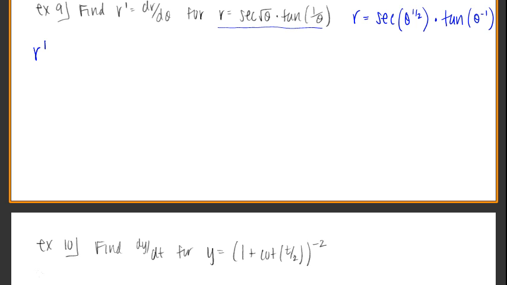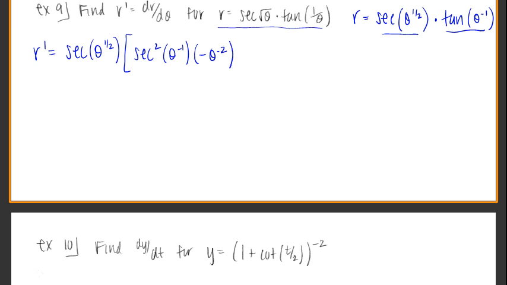Okay, so r prime is going to be, so this is all in a product. Here's your first and here's your second. So it's going to be the first times the derivative of the second, so I'll put that in parentheses. Derivative of the second, first of all, is the derivative of tangent, which is secant squared, keep the angle the way it is, then times the derivative of the angle, which is negative theta to the negative 2.